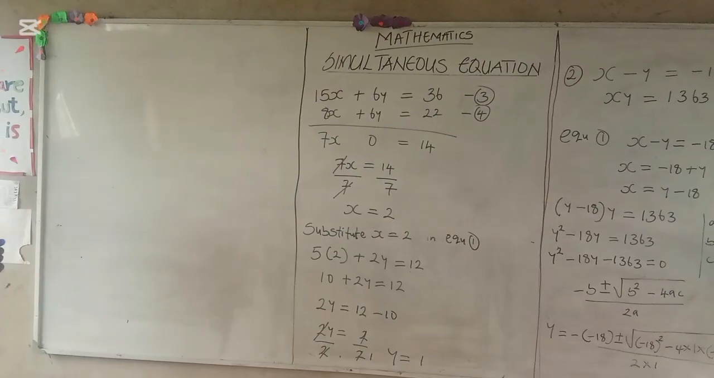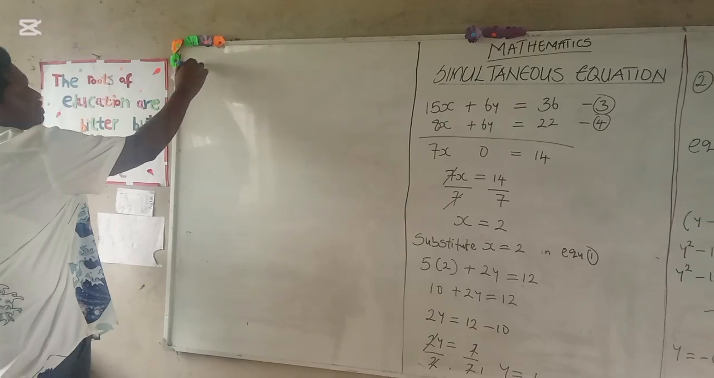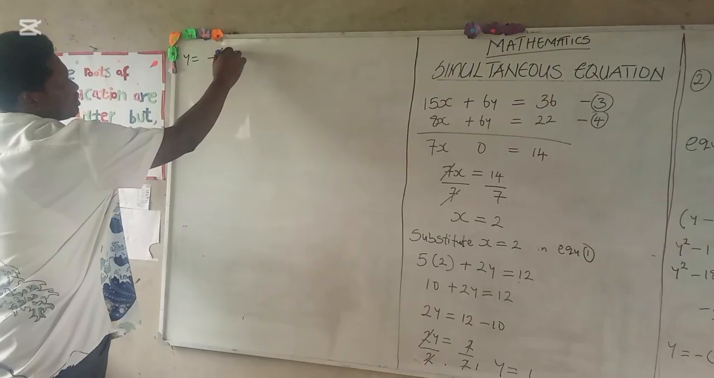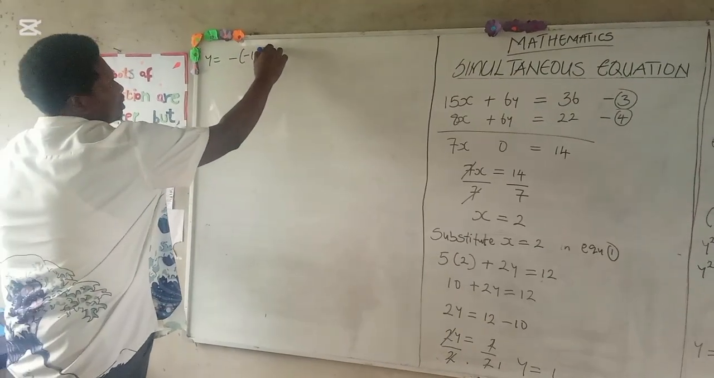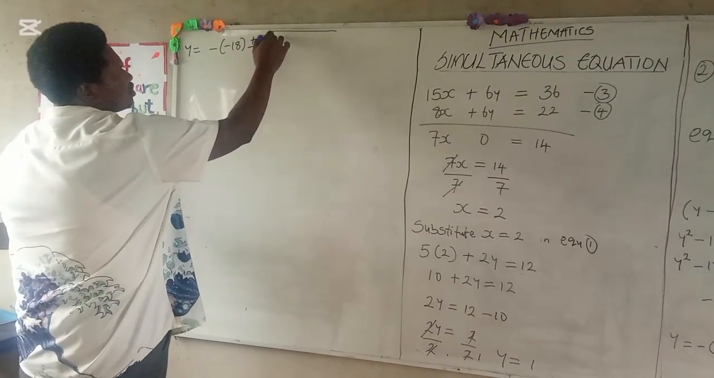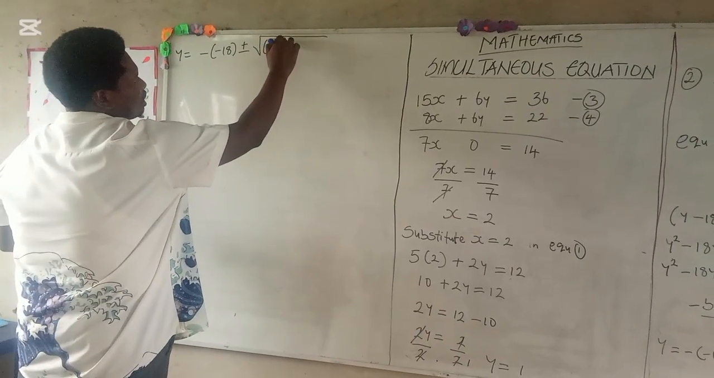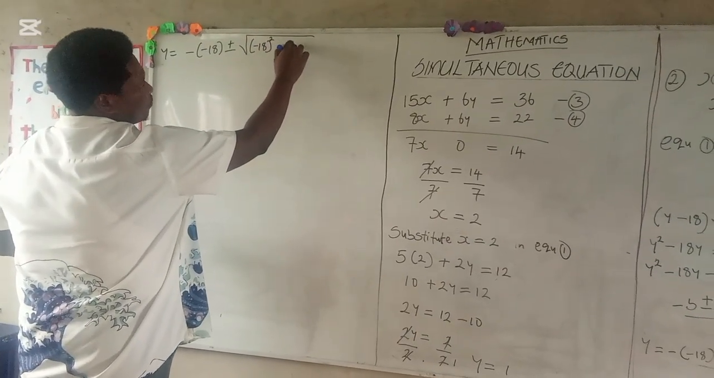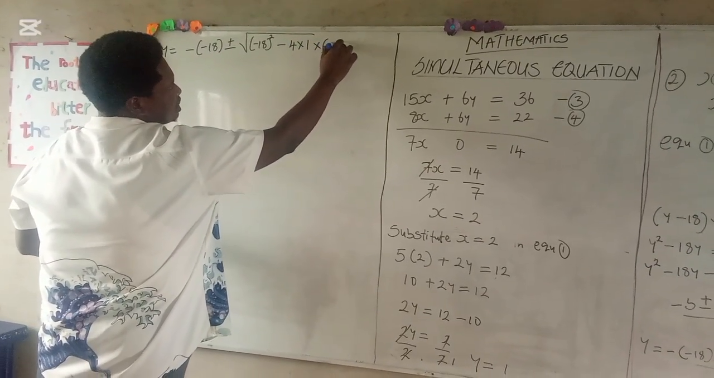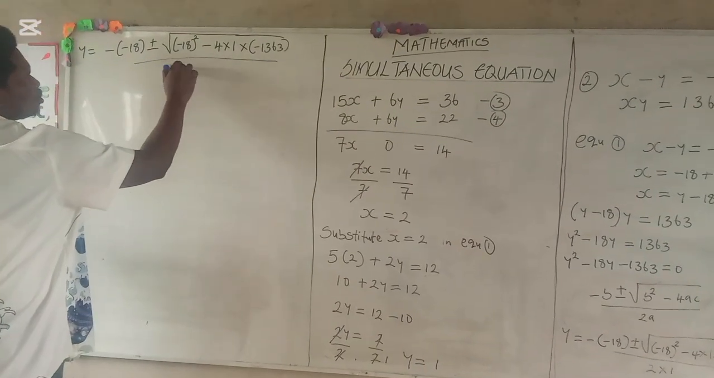Okay, so let's finish up the equation. So don't forget we have y is equal to minus, minus 18, plus or minus, your root sign, minus 18 raised to the power 2, minus 4 times 1, times negative 1363, right, over 2 times 1.